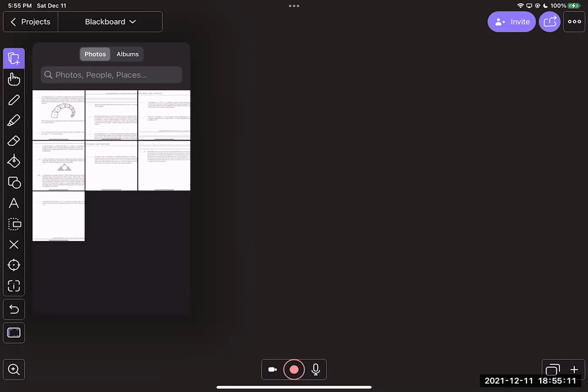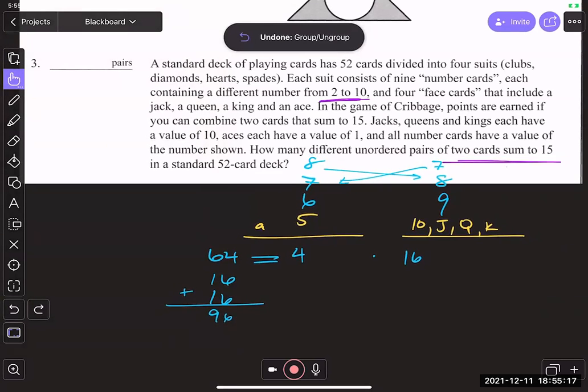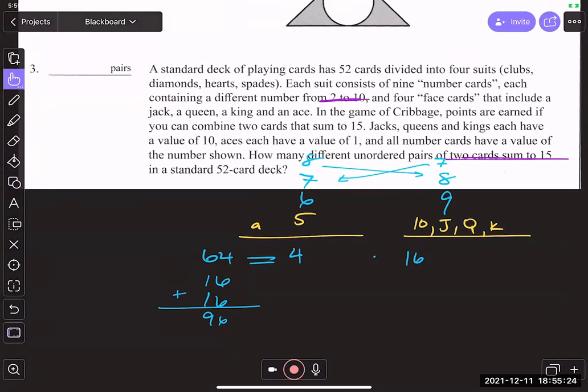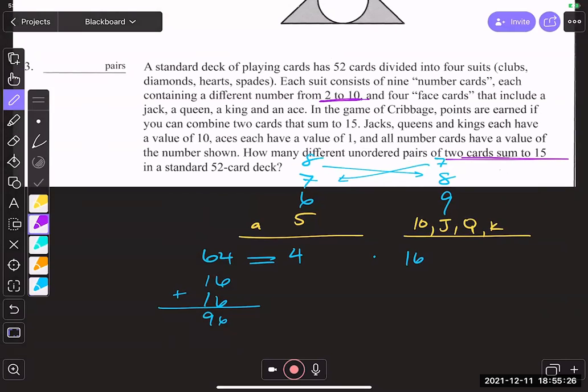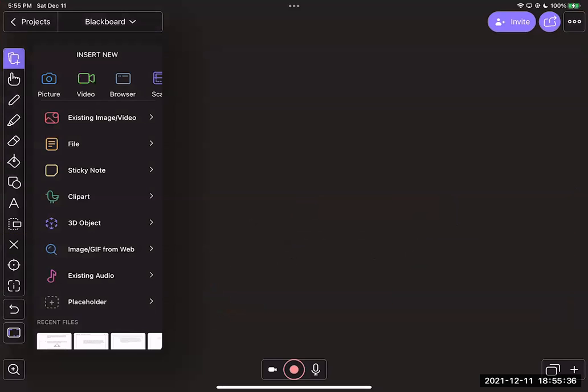No questions? All right, let's go ahead and take a look at. Can I take a screenshot of that? Yeah, so the idea was we cannot do 8 and 7. It's already been counted. Okay, thank you. Yeah, no problem. All right, let's go ahead and move on then.